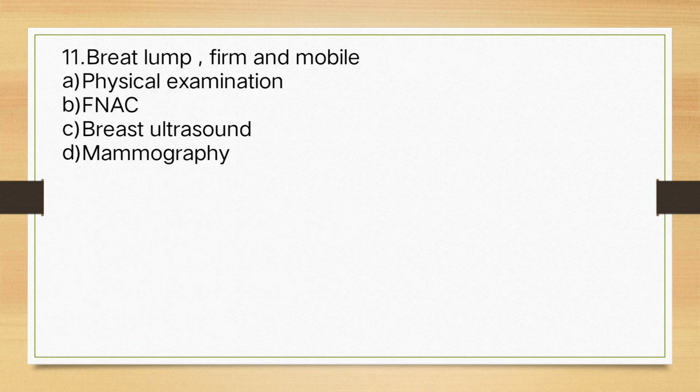A female with a breast lump which is firm and mobile. What is the next nursing action? A, physical examination, B, FNAC, breast ultrasound and mammography. So breast ultrasound is the answer.